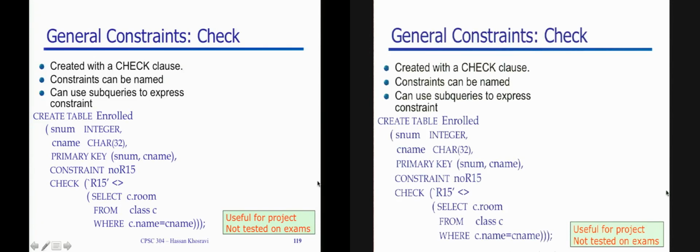The syntax of how you do constraints is quite different from one DBMS to another. So again, that's the main reason why we're going to be testing these mostly on your projects, and it's not going to be part of your exam. But what this is saying is: select that, and you want to make sure that the value you get here is different from R15.